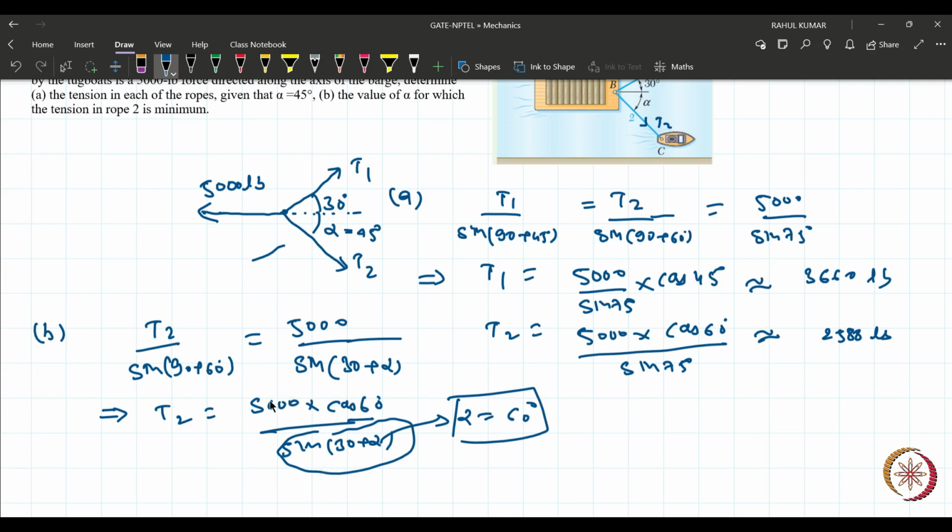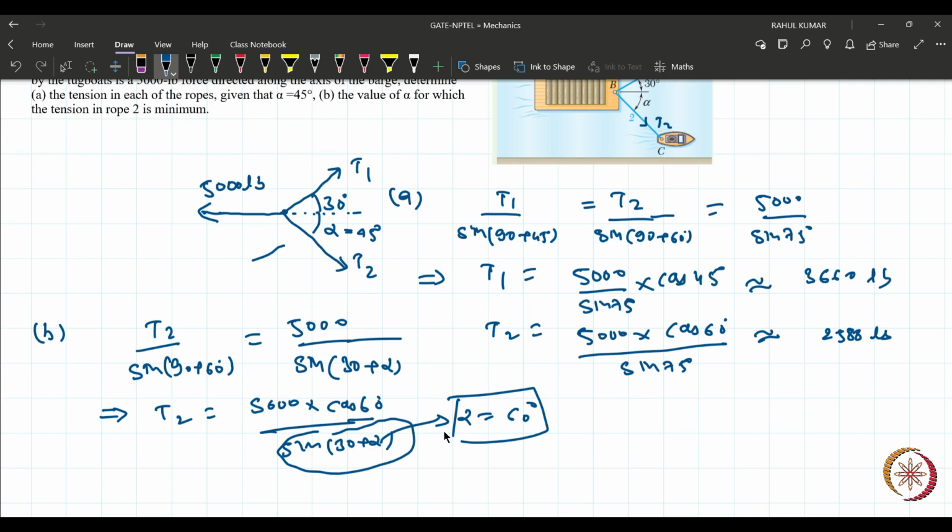Because the numerator is constant. You cannot vary it. But the denominator is a variable, where alpha is. And sine is always maximum. Its value will be 1 when the angle is 90 degree. So alpha must be what? 60 degree. Did you get it?